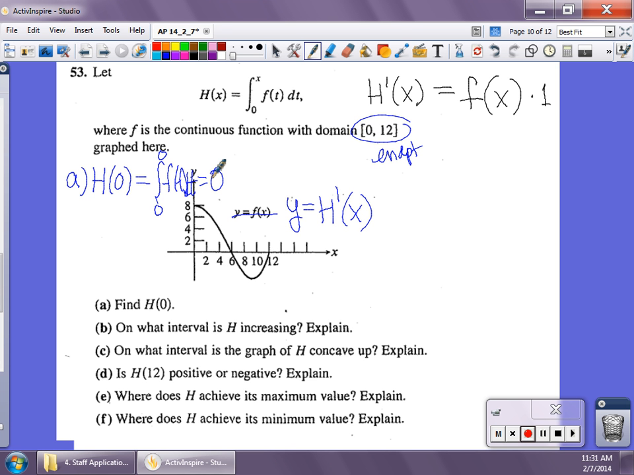How do I know that? Because the integral from 0 to 0 is 0. The integral from 5 to 5 is? Integral from pi to pi, e to e, always 0, okay? So it doesn't matter what it is.